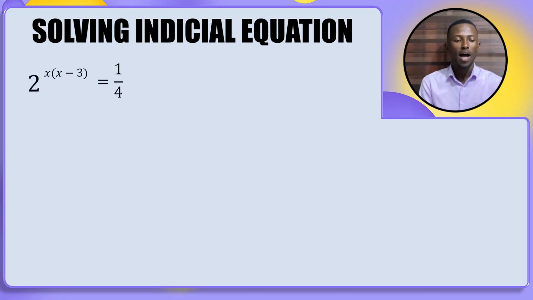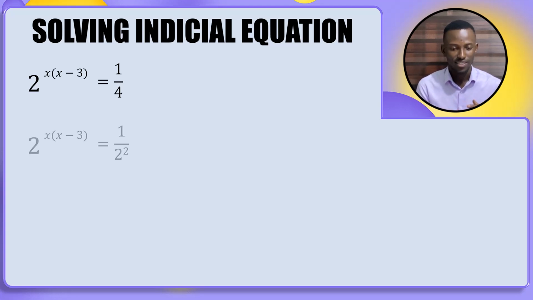So we have 2 to the power x, bracket opens, x minus 3, bracket closes, equal 1 over 4. How do we solve this kind of question? The first step again, check the base on your left and on your right, the numbers there, and see if there is something you can actually do about the numbers.